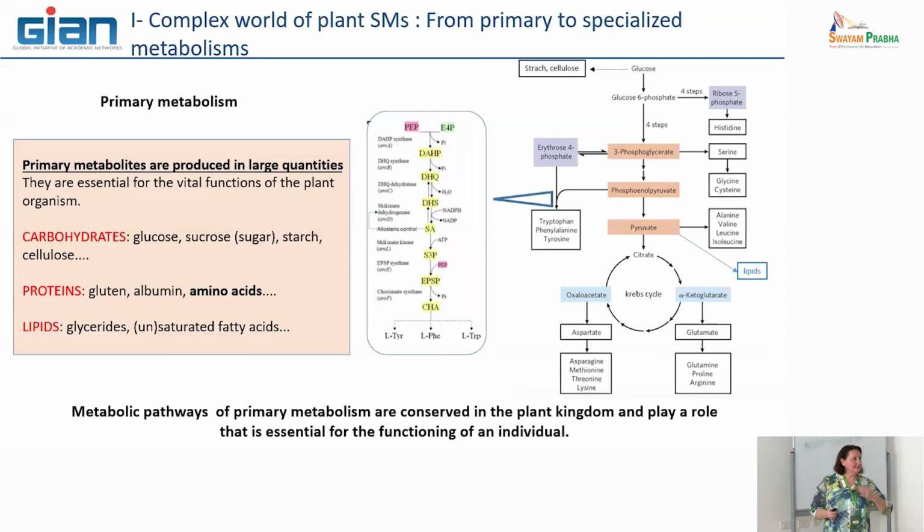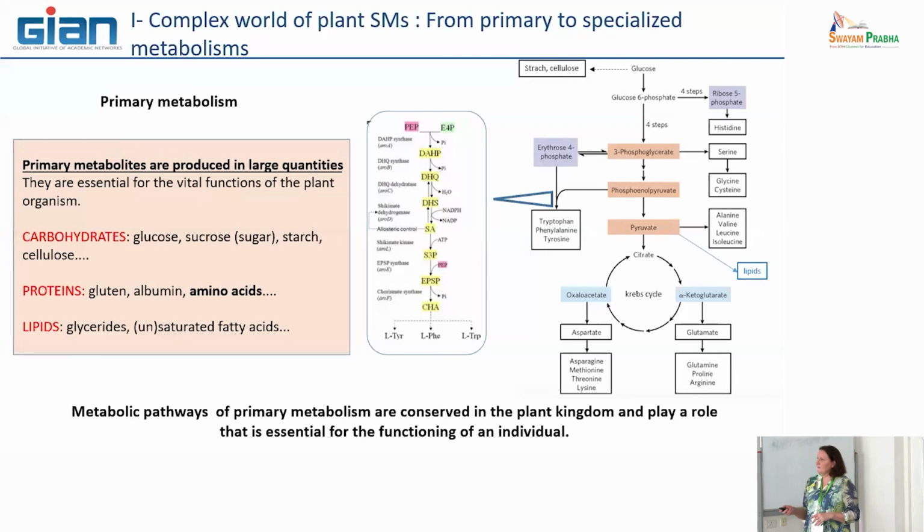This is conserved in each cell, meaning yeast, fungi, animals, and plant cells. This is important to know because when we would like to introduce a specific metabolite or specific plant metabolic pathway in a yeast, we need these cells to be able to produce all these precursors needed to finally feed the metabolic pathway we want to transfer. So it is important to know that.